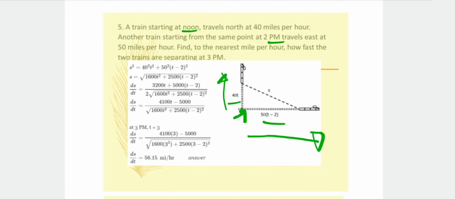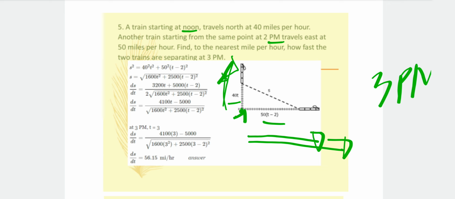Okay? So, find to the nearest mile per hour how fast the two trains are separating at 3 p.m. So meaning, one train is traveling this way and the other is traveling that way. The question is, by 3 p.m., how far apart are they? So, if they travel at their speeds, by 3 o'clock how far are they from each other?